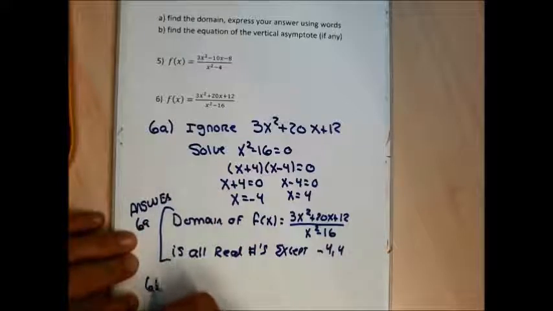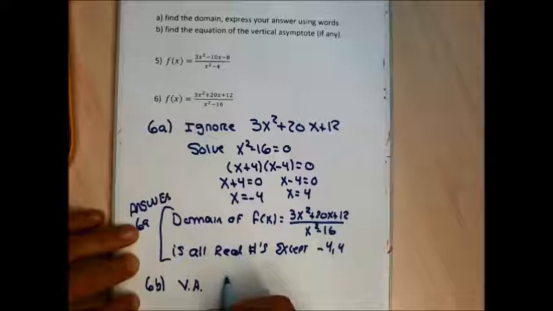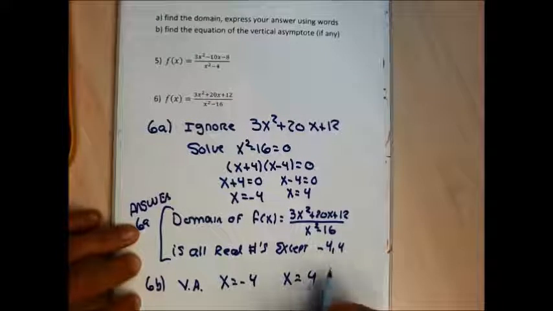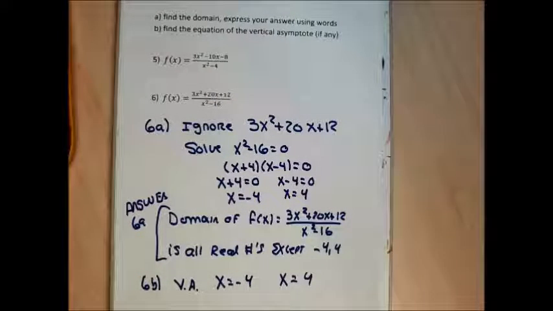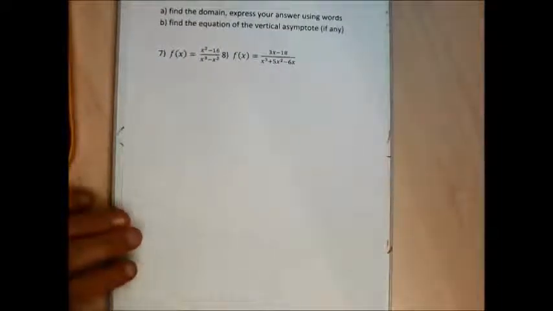When I go to do 6b, the vertical asymptotes are going to be x equal to -4 and x equal to 4. And I usually abbreviate vertical asymptote VA rather than writing down the words. So I'll give number 5 a go. And 7 and 8 are a little bit trickier. Let me do 7 just because maybe it's a slightly different trick than number 8.